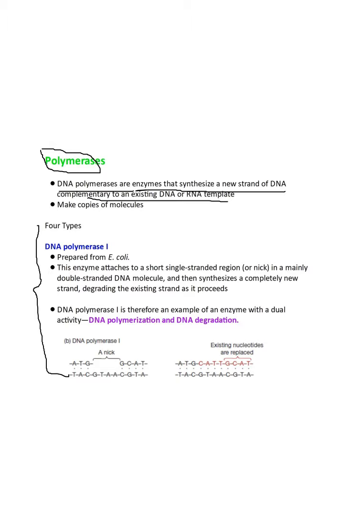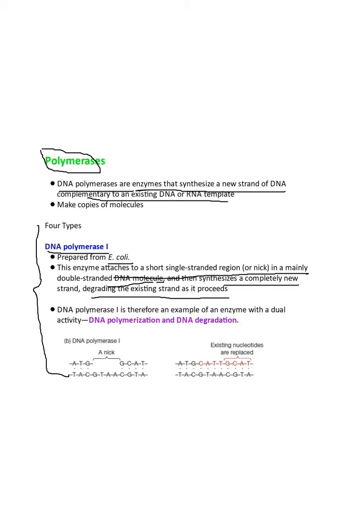Moving on with the first polymerase, which is DNA polymerase 1, prepared from E. coli. This enzyme attaches to a short single stranded region or nick in a mainly double stranded DNA molecule, and then synthesizes a completely new strand, degrading the existing strand as it proceeds. I'll read it out again. This enzyme DNA polymerase 1 attaches to a short single stranded region in a mainly double stranded DNA molecule, and then synthesizes the completely new strand, degrading the existing strand.